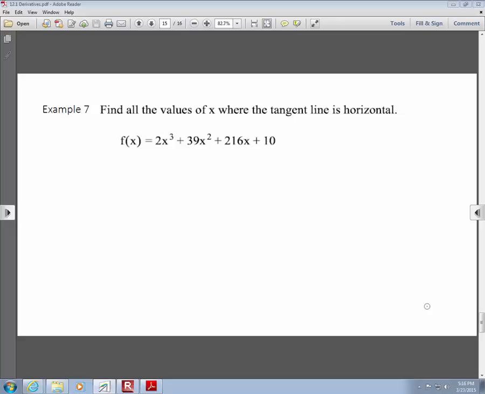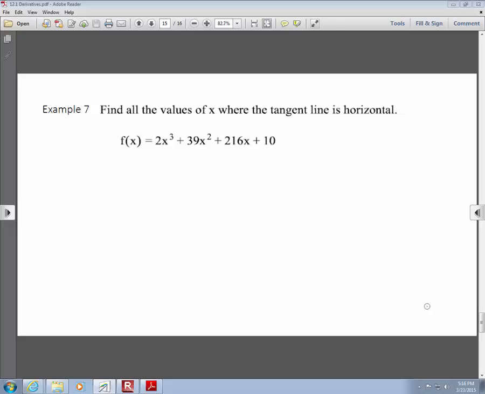So the derivative of this function is going to be 6x squared plus 39 times 2. That's going to be 78x. The derivative of 216x is 216, and the derivative of 10 is 0. So there's my derivative, right?